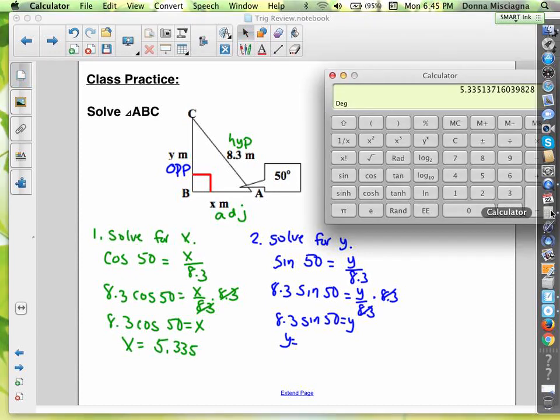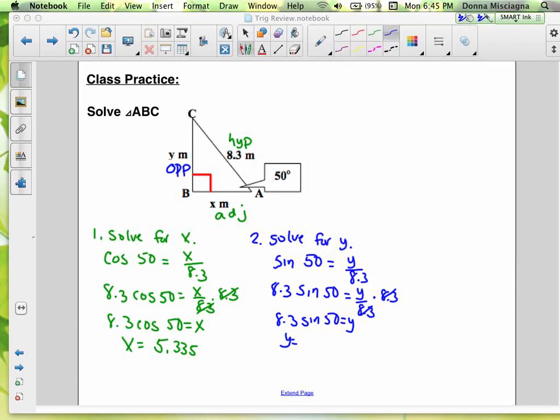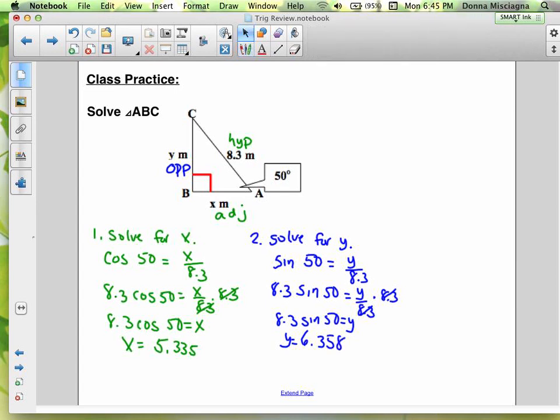Right, so I have 50 sine times 8.3. And we get 6.358. And there we go, we found it. So the trig table is just those values that are in the calculator, but they're just for whole value integer decimals in the table, and they're rounded to 4 decimal places. That's the only thing that's different.